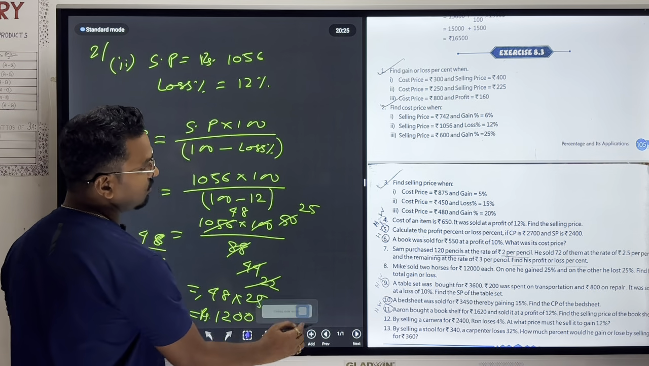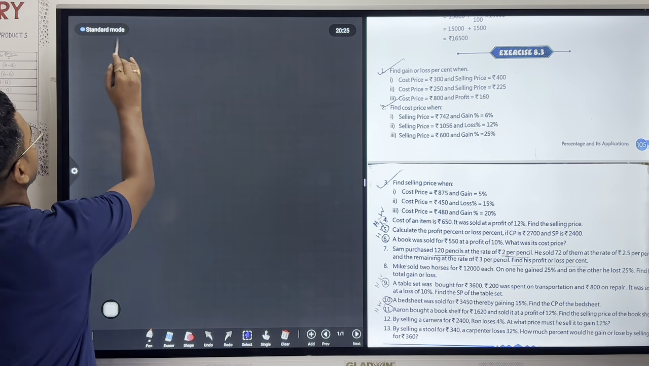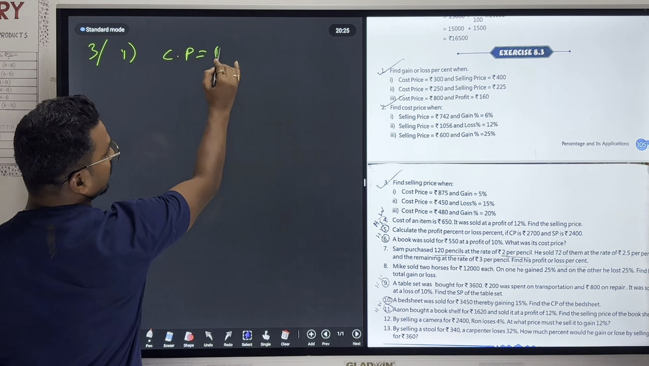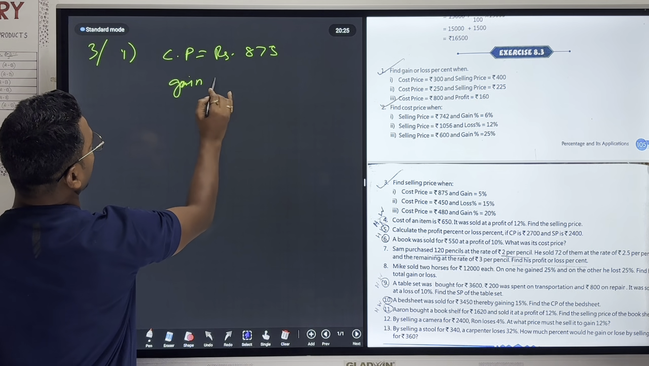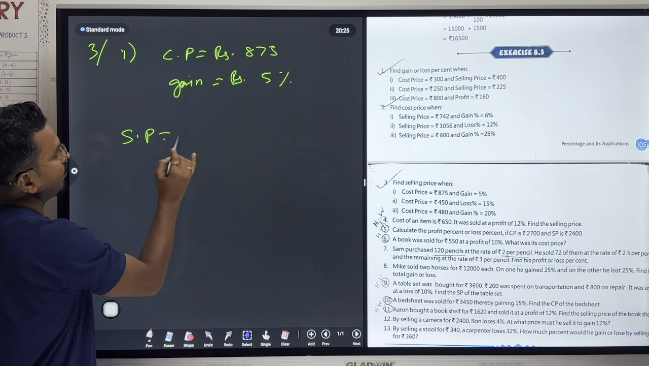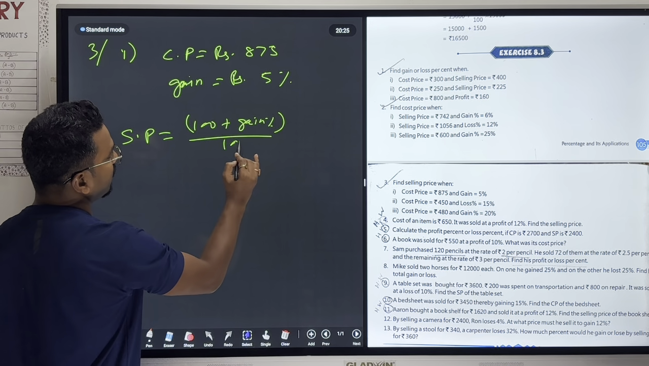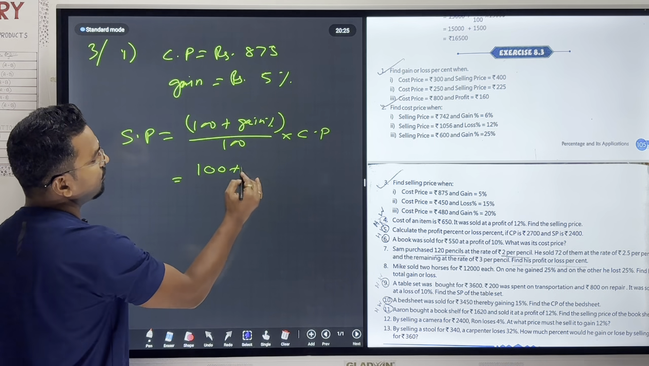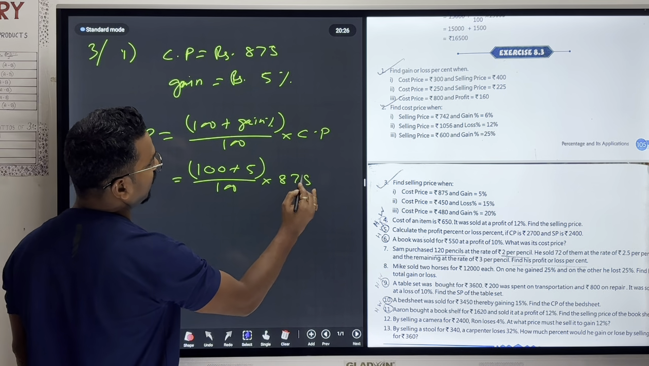So next question you do by yourself. Find the selling price when cost price is given and gain is given. So question number 3. Cost price is given, rupees 875, and gain is given 5%. So I told you what is the formula? Selling price equals 100 plus gain or profit percent divided by 100 into CP. So 100 plus gain, what is the gain? 5 divided by 100 into 875.